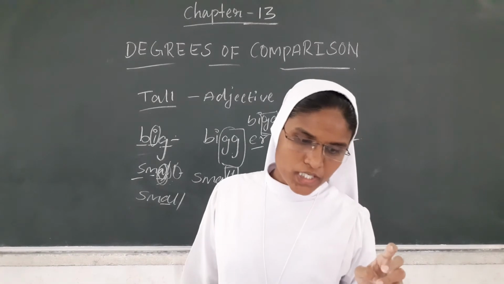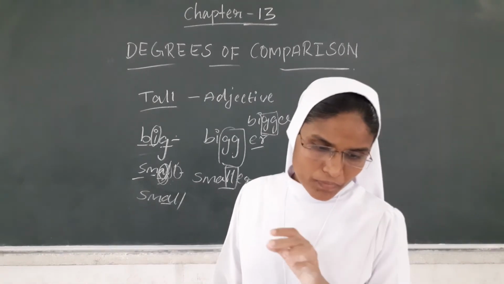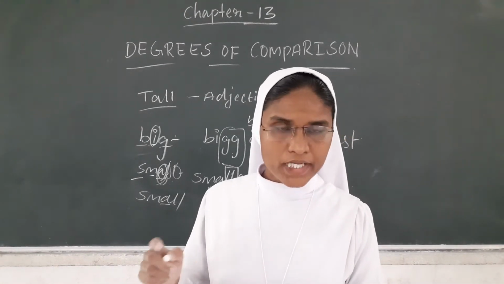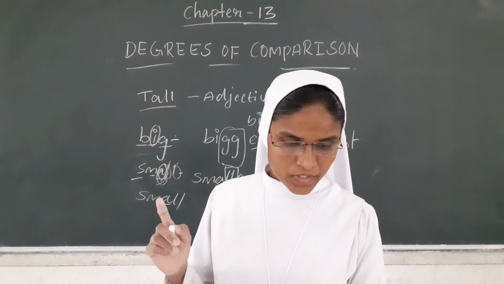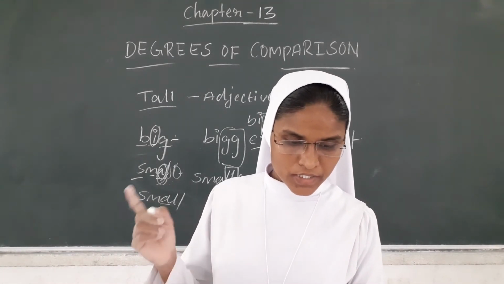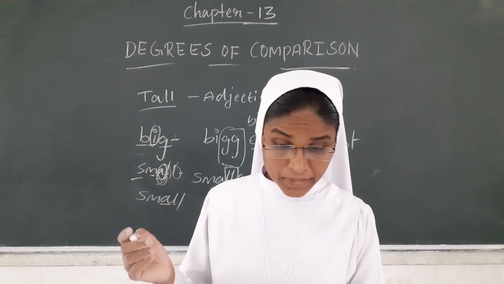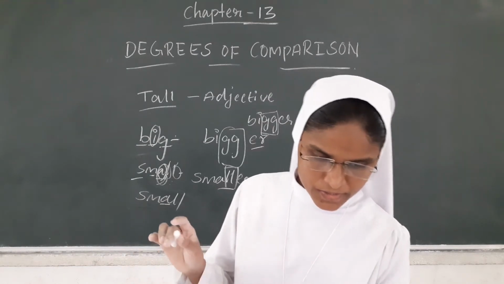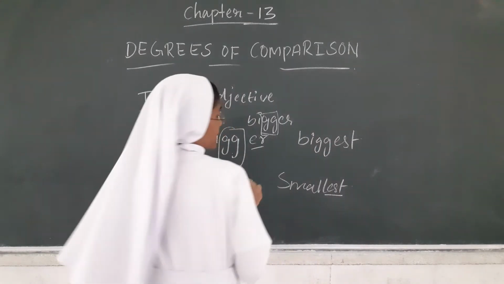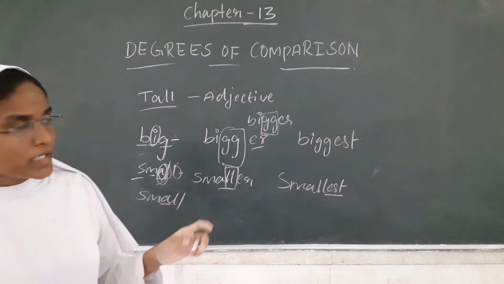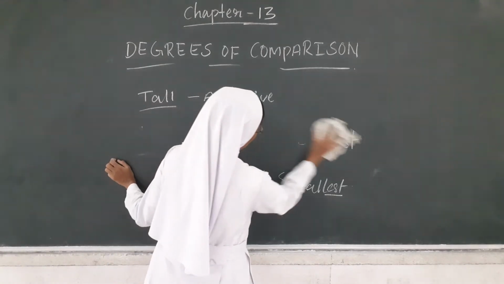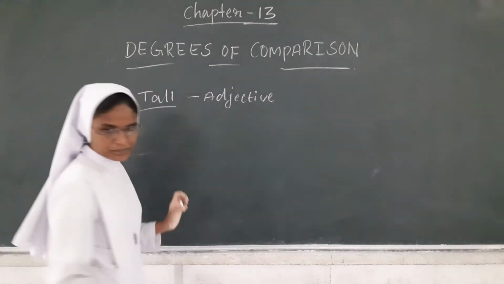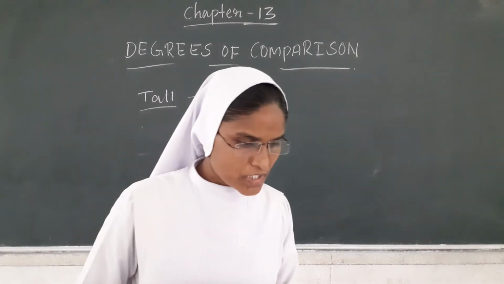The next one you see, fifth one: if an adjective ends in Y, we change the Y to I and add ER and EST to make the comparative and superlative degrees. Do you understand? The end of the word, the fifth one is just here. Fifth one you see here.